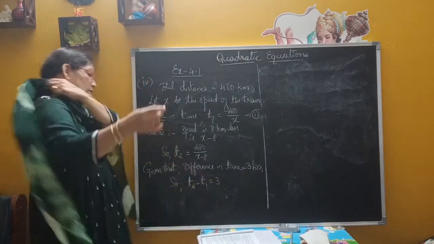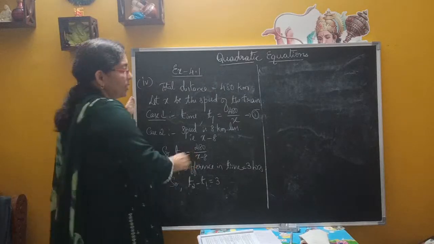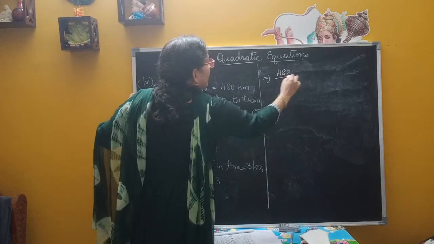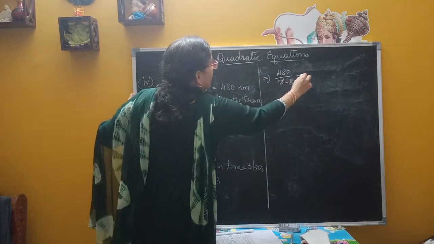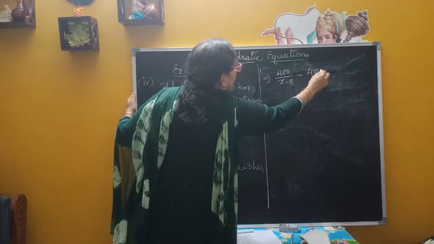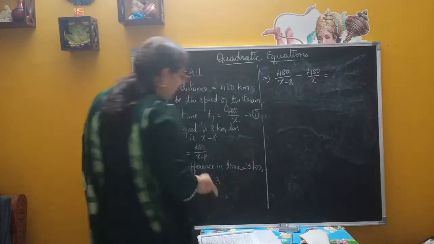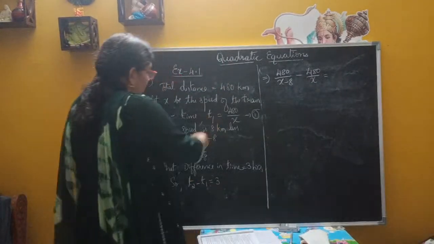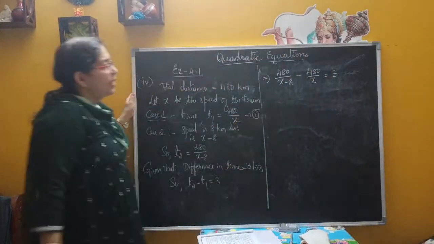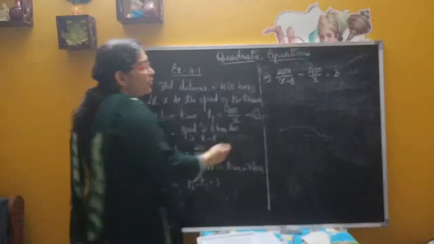Let us substitute now. t2 is 480 by x minus 8. So 480 by x minus 8 minus 480 by x is equal to 3, since the difference is 3. Let us simplify this now.